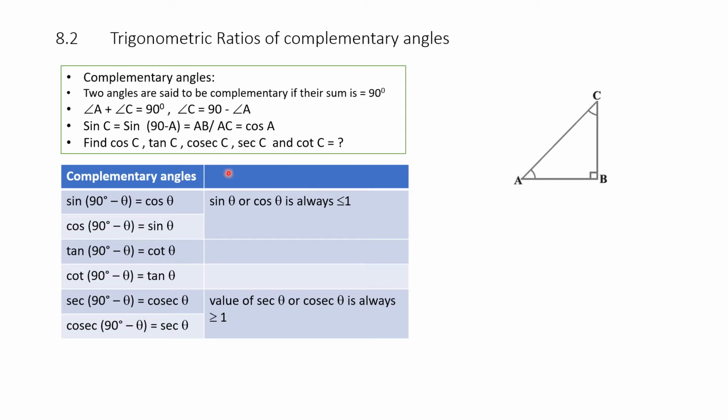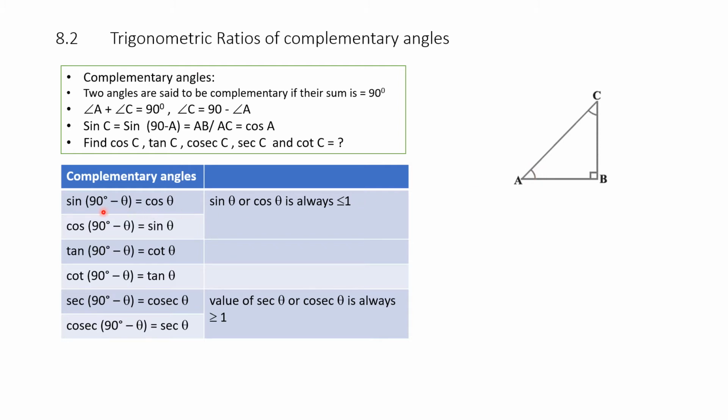So, see the table given below. Here we have calculated the values for the complementary angles. Originally we had calculated for angle A. Now we will calculate for 90 minus A. Let this angle A be theta.